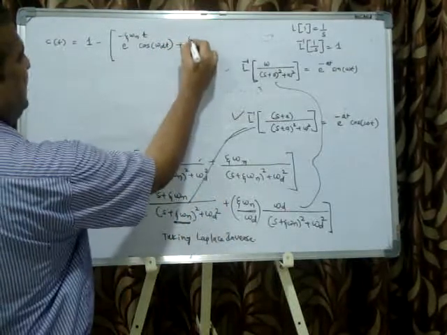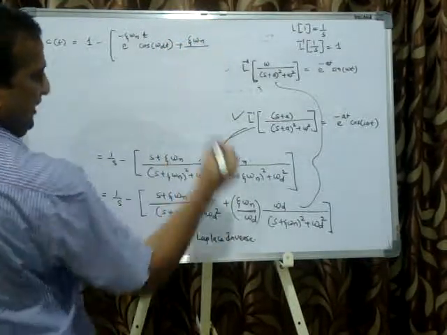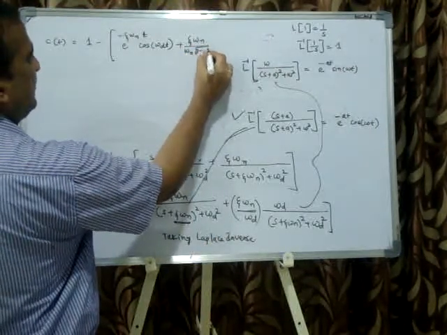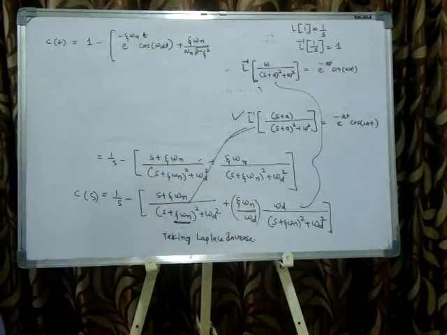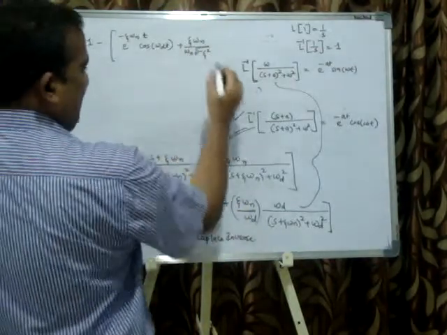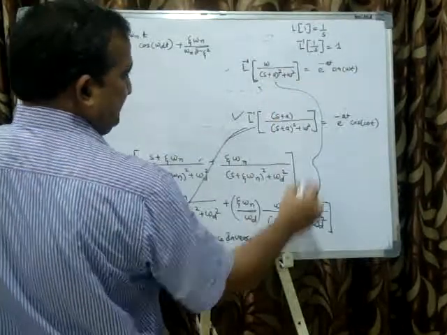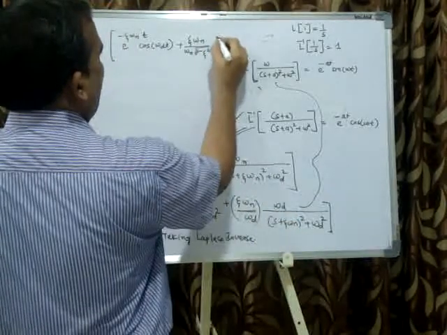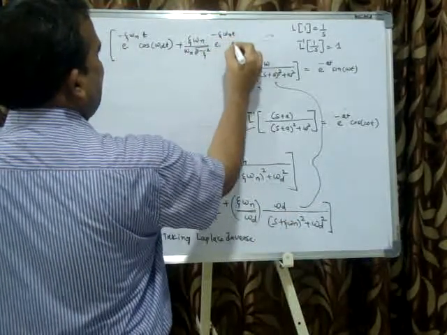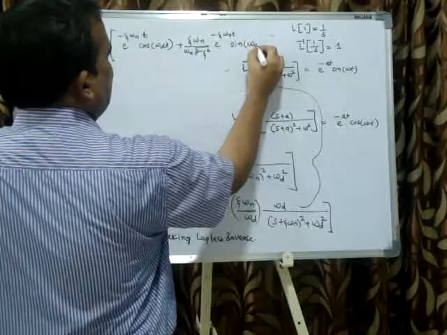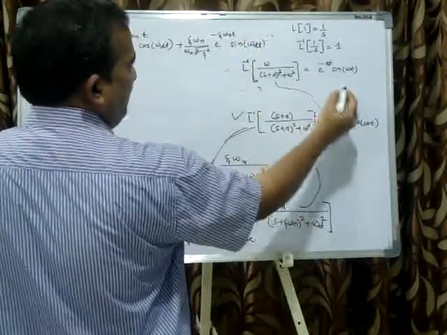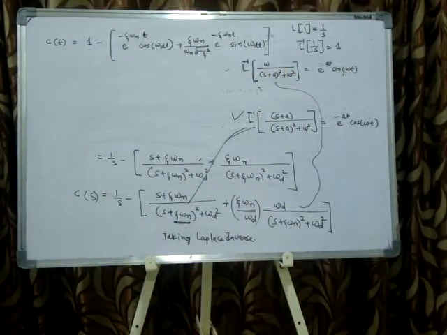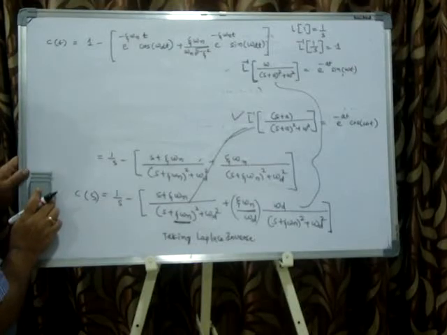plus zeta omega n divided by omega d. What is omega d? I know omega d equal to omega n root of 1 minus zeta square. Now I will take the Laplace inverse by using this formula, that is sine, e raised to minus at, where a is minus zeta omega n t, sine of omega d t. Now I took the inverse Laplace.